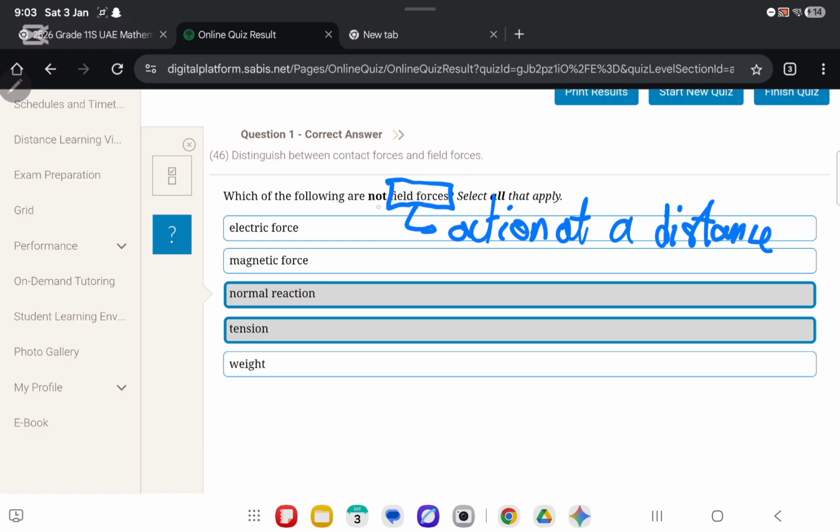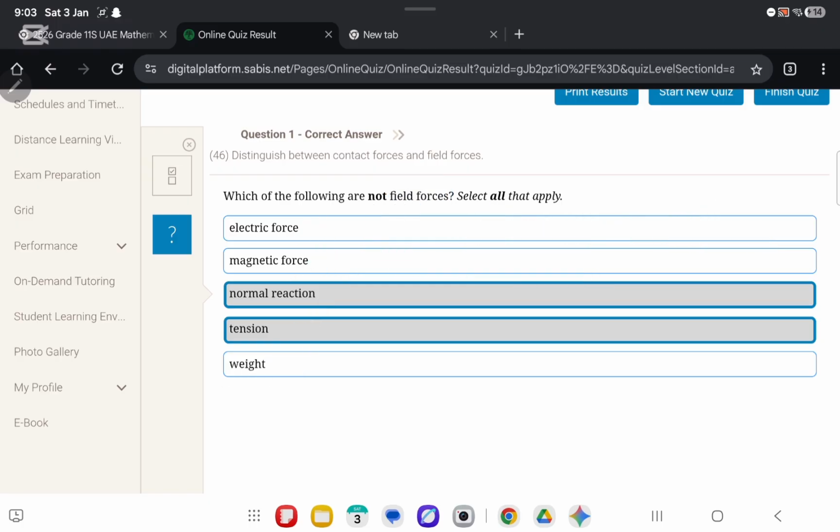So, not a field force, what does that mean? This just means contact force. Now, which ones in this list are contact forces? The normal reaction and the tension, right? Because weight, as you know, is action at a distance or field force. Same thing for electric force and same thing for magnetic force. Okay, moving on to question 2.